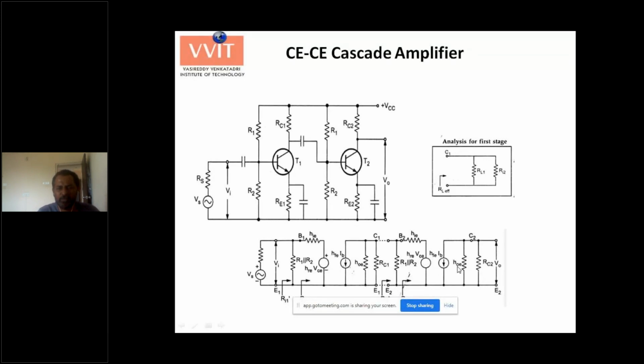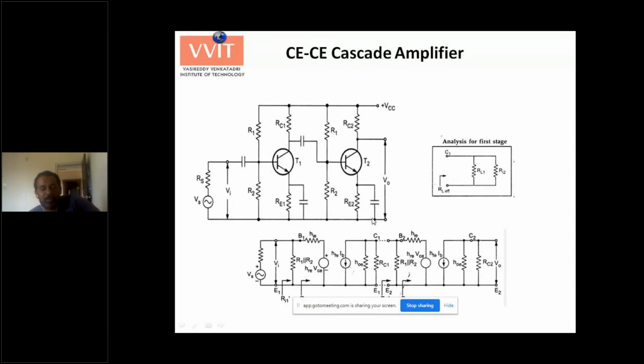You can remove this one, you can remove this one. The formulas become very simple. The circuit analysis becomes simple. The entire clumsiness is removed. The exact circuit looks a bit clumsy. When you go for approximate analysis, the analysis becomes very, very simple.